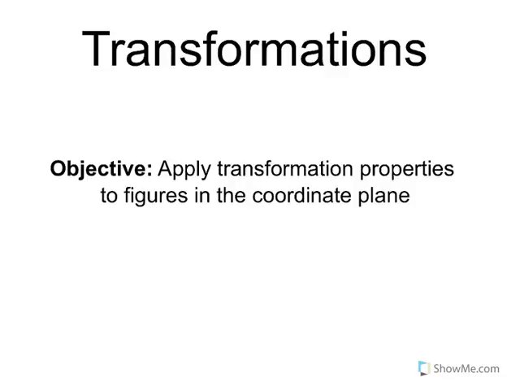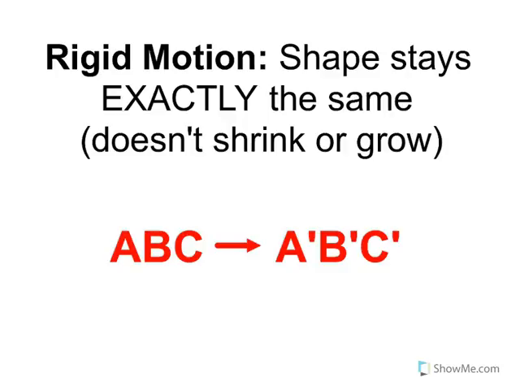We will talk about transformations today in the coordinate plane. Specifically, we'll talk about rigid motion transformations. With rigid motion, your shape stays exactly the same size. It won't get bigger or smaller, shrink or grow.